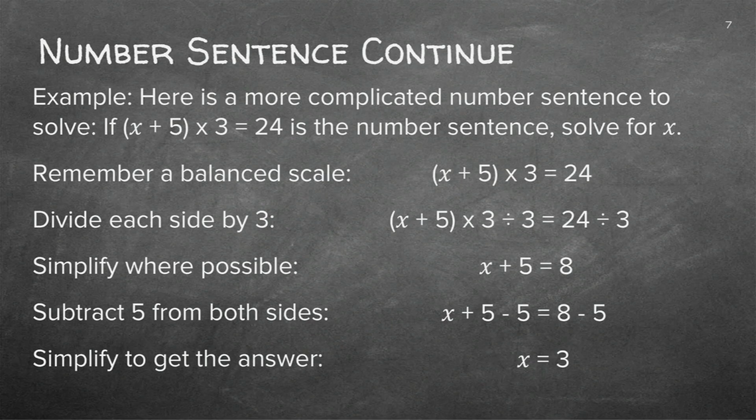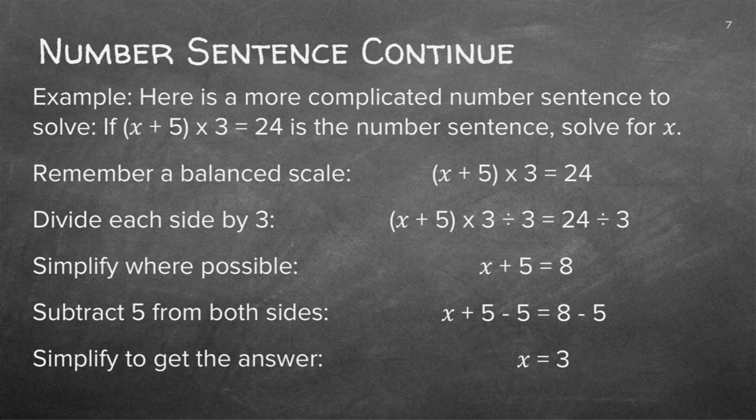So here's an example, a bit more complicated number sentence: x plus 5, times 3, equals 24, and we must solve for x. Step by step, I'm going to take you through that. Remember the balanced scale. x plus 5 times 3 equals 24. So that is our balanced scale, right?